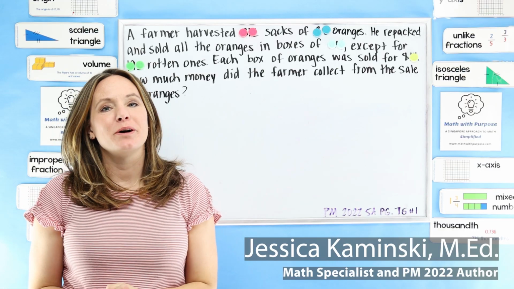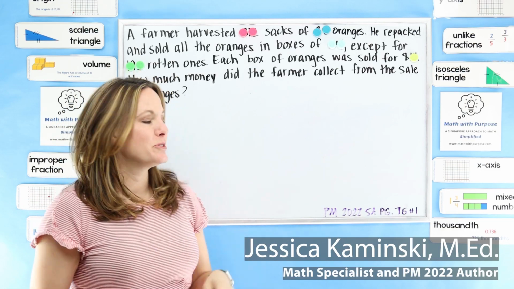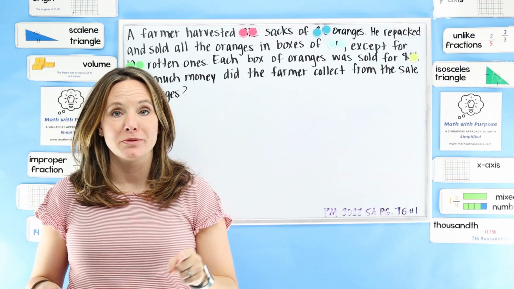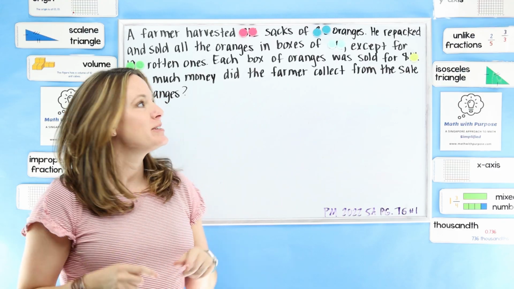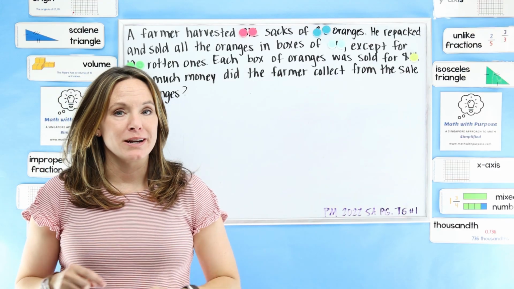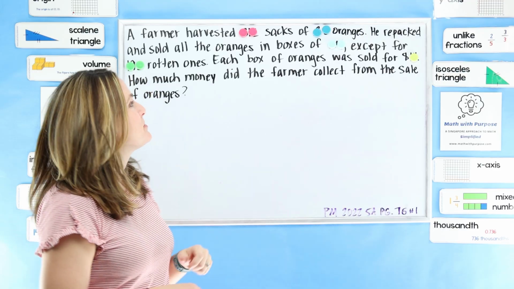Let's take a look at this problem from Primary Mathematics 2022, Book 5A, page 76, number 1. Now, I want you to notice I've got magnets up on my board, and I want to see if you can figure out why. Let's read the problem.